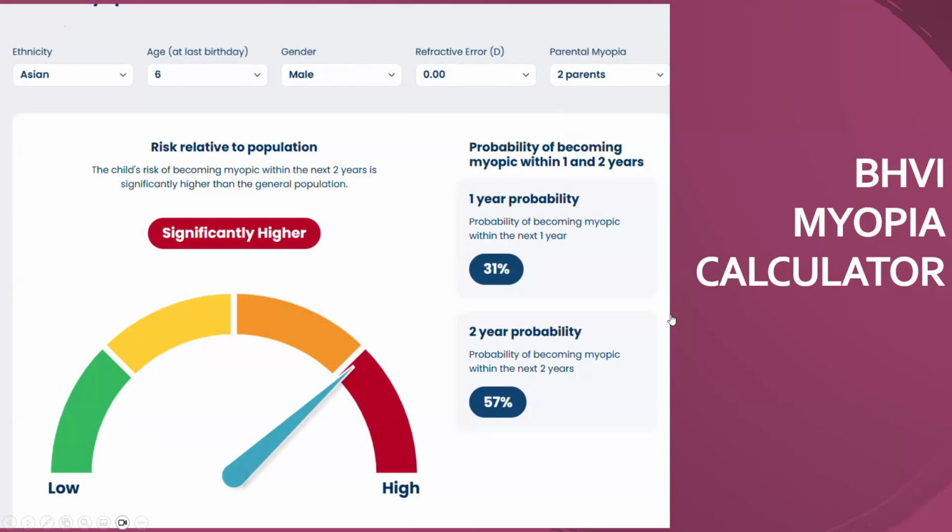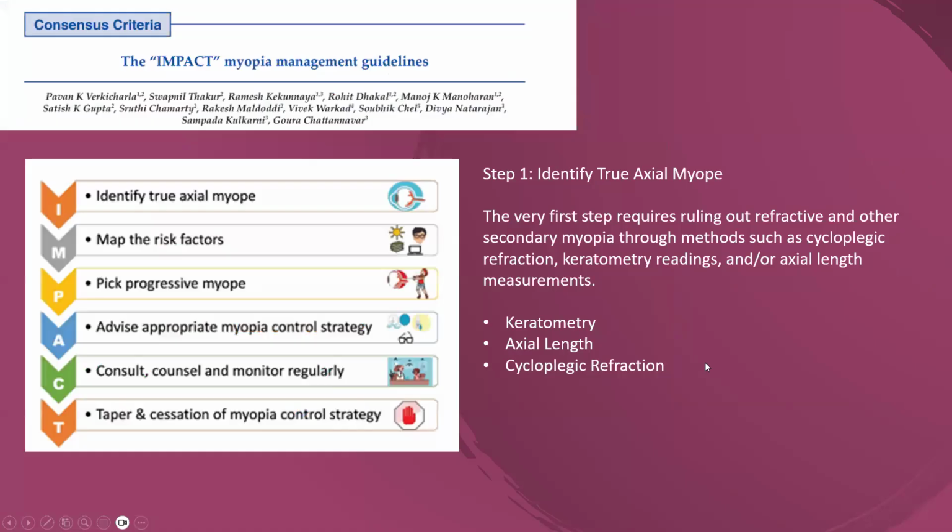But this was something which I wanted to bring to your notice, that this particular calculator can also be used for the same thing. And then there is another website which is known as Predicting Myopia Onset. I will share the link with you, and you can easily see that. Now, I think this particular thing was very clear.